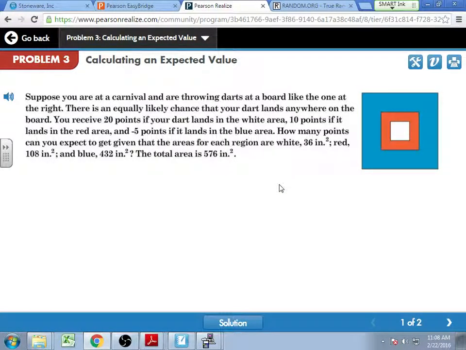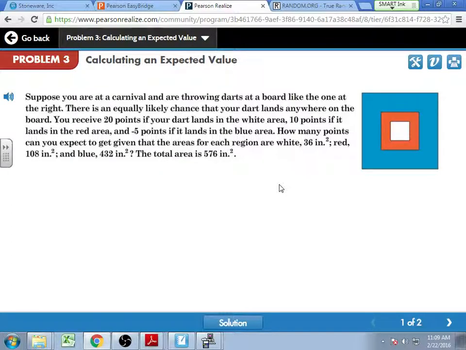So suppose we're at a carnival throwing darts at a dartboard like this one. Not a very creative dartboard. There's equally likely chance that your dart lands anywhere on the board. You receive 20 points if your dart lands in the white area, 10 points if it lands in the red area, which kind of looks like orange to me, and negative 5 points if it lands in the blue area. What if you hit the guy? Then you get plus. How many points can you expect to get given that the area for the regions respectively are 36 inches squared, 108 inches squared, 432 inches squared, and the total area is 576?